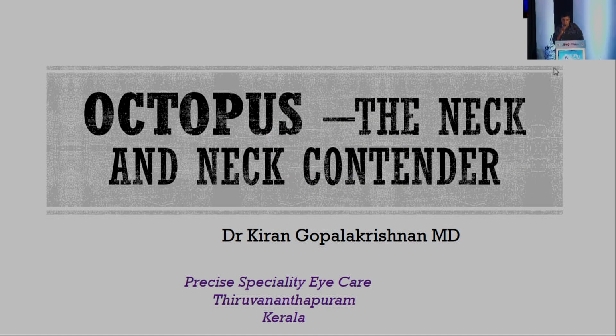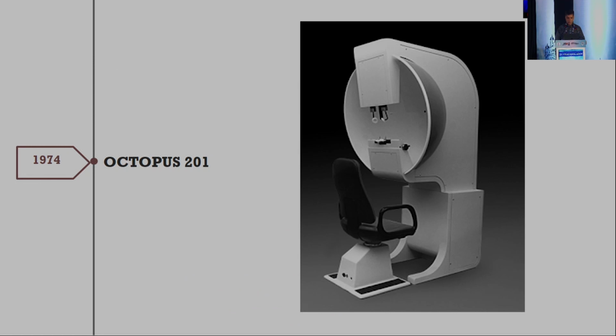Okay, welcome everyone. The focus of my presentation would be the Octopus perimeter, and we will try and look at the various differences between the more widely used Humphrey perimeter and also discuss the pros and cons. The Octopus was actually the first automated perimeter that came in 1974.